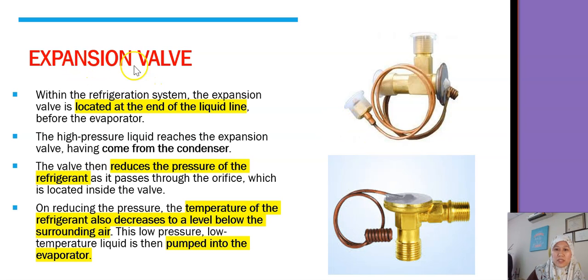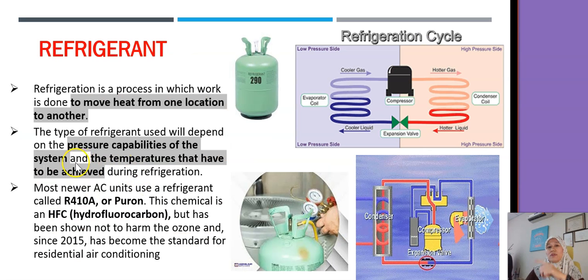All right, what is the expansion device? The expansion device is located at the end of the liquid line, where the refrigerant has changed into a liquid state, and it reduces the pressure of the refrigerant. So before going back to the evaporator, the temperature and also the pressure must be reduced, and then they pump into the evaporator.